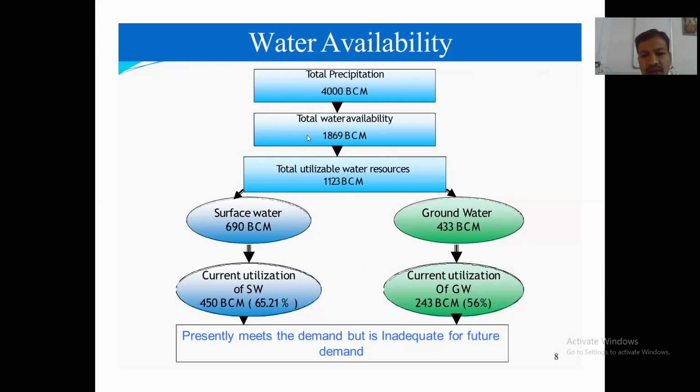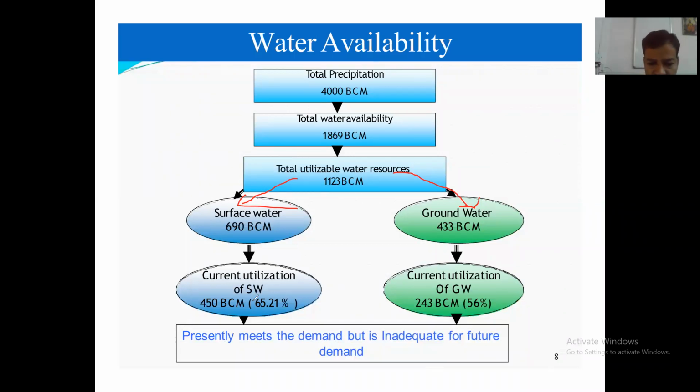तर त्यापैकी टोटल युटिलायझेबल वॉटर किती आहे? Total utilizable water resources are having quantity 1,123 billion cubic meter. Out of that available water, the utilizable water is 1,123 billion cubic meter. तर त्यापैकी दोन्ही परत इथे डिस्ट्रीब्यूट केलेलं आहे. This utilizable water from its surface water किती आहे? 690 billion cubic meter, आणि ground water is having 433 billion cubic meter. हे दोन्ही मध्ये डिस्ट्रीब्यूशन केलेलं आहे.